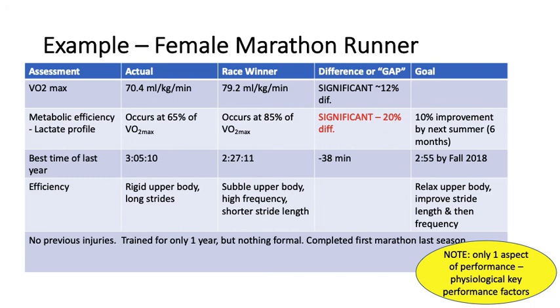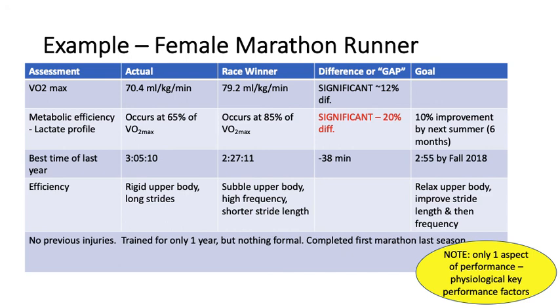And then we also looked at her efficiency as an assessment. She had a rigid upper body and long strides. The race winner, when we compared that individual for their efficiency, had a supple upper body, a higher frequency stride, and shorter stride length. So the goal, therefore, is to work on relaxing the upper body through self-talk, improve stride length, and then work on the frequency.